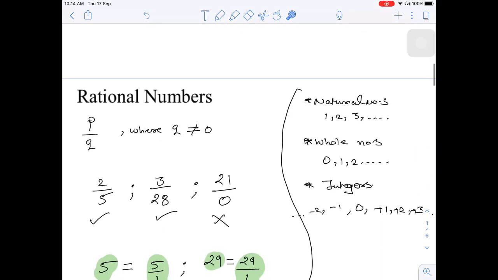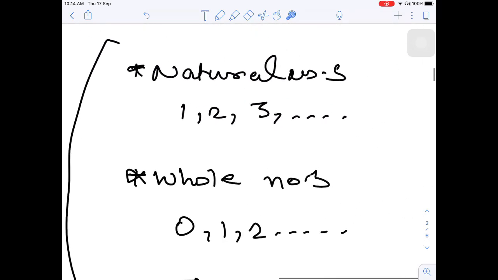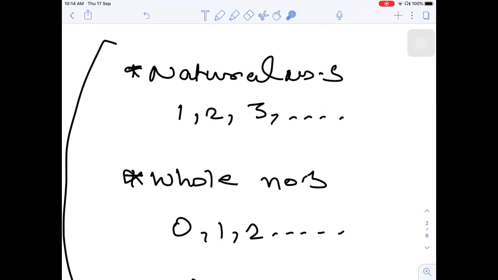Now before starting rational numbers, let us revise what we have learned in the previous classes. Up till now, how many types of numbers have we learned? The first number which we have learned is natural numbers. Now, what are natural numbers? Natural numbers are the numbers starting from 1, 2, 3, and so on up to infinity.